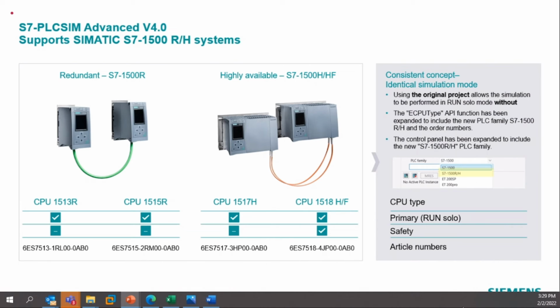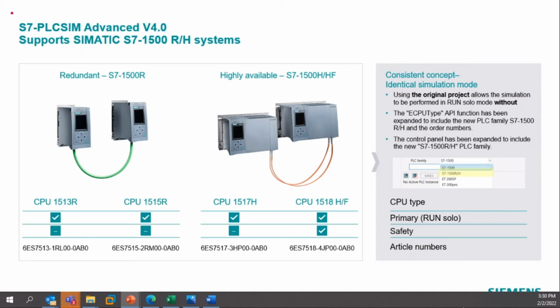So all the different CPUs can be used because this is now added in the API of PLCsim Advanced, and you can see all the different CPU types, primary, run solo, and everything can be checked. But the only thing is that it is not the redundant mode. You cannot check the redundancy with PLCsim Advanced till now, but you can check it working like a run solo mode. So the PLC program can be checked with PLCsim Advanced, but not the synchronization behavior of the primary and backup CPUs.